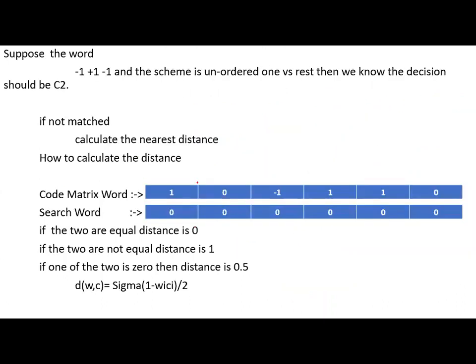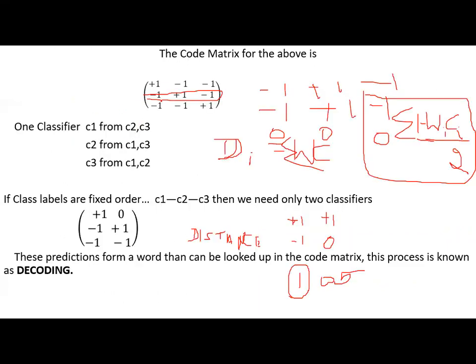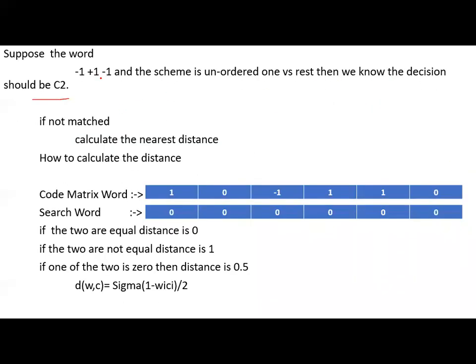Now, let us see an example here. -1, +1, -1, and the scheme is an unordered one versus rest, then we know the decision should be C2. -1, +1, -1. So if it matches, it is good. If not matched, how do you calculate the nearest distance? How to calculate the distance?